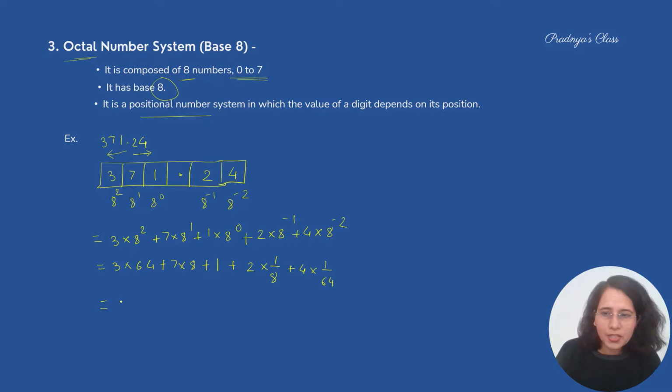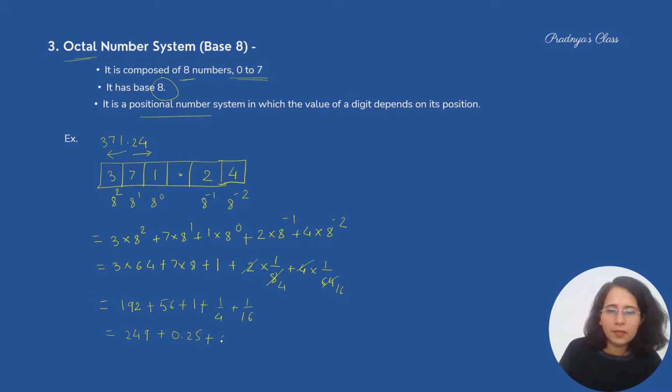So 3 into 64 will be 192, and 7 8s are 56, plus 1. Here you can solve the way you want. Either you calculate 1 divided by 8, or here we can cancel also. 2 4s are 8 and we'll get 16 here. So ultimately it is 1 by 4 plus 1 by 16. Let's solve: 192 plus 56 plus 1 will become 249. 1 by 4 will become 0.25 and 1 by 16 will become 0.0625.